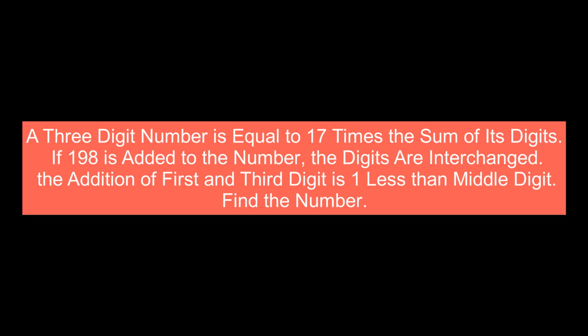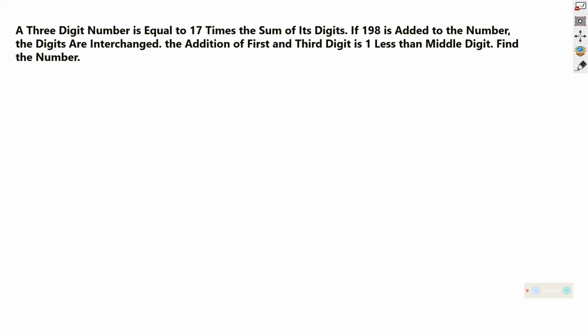Second condition is if 198 is added to the number, the digits are interchanged. So xyz is a number, and digits interchanged means z, y, x. When will that happen? If you add 198 to the number, xyz plus 198, it will become the interchanged number, zyx. Then what is the third condition? The addition of first and third digit, that means x and z, is 1 less than the middle digit. That's why I said three sets of information are given in order to find the number.